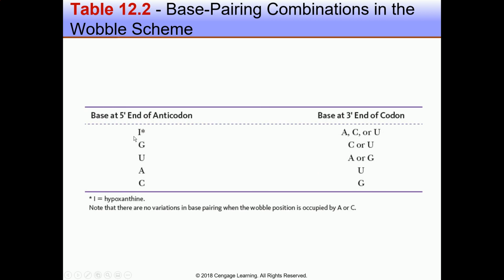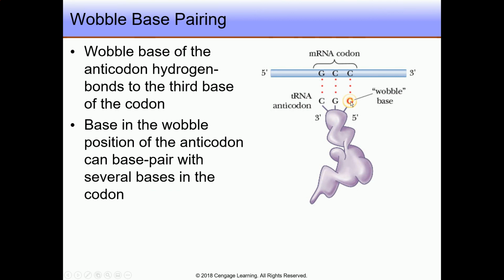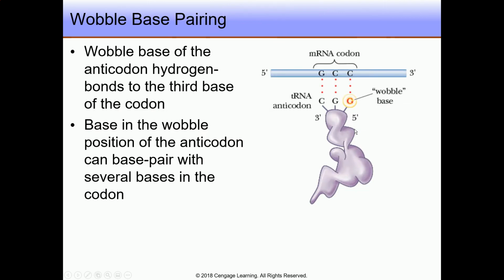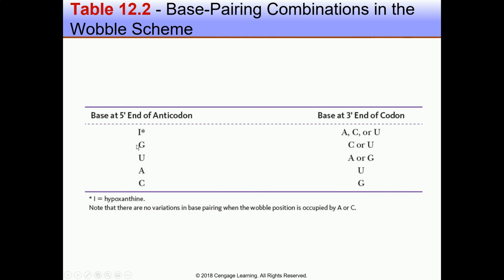So you can see here some of the transfer RNAs have, in their anticodon on the 5 prime side, the nucleotide I. This is basically a modified nucleotide. It can recognize A, C or U. Some of the transfer RNAs have G as the last nucleotide. It can either recognize C or U. If it is U, it can either recognize A or G. So this is the reason. This is called the wobble effect or wobble scheme.